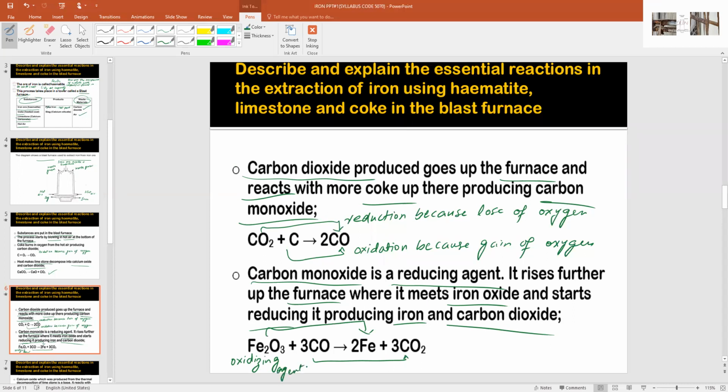Carbon monoxide is a reducing agent, as it reduces iron 3 oxide to iron. This reaction is an example of redox reaction because it involves both oxidation and reduction.